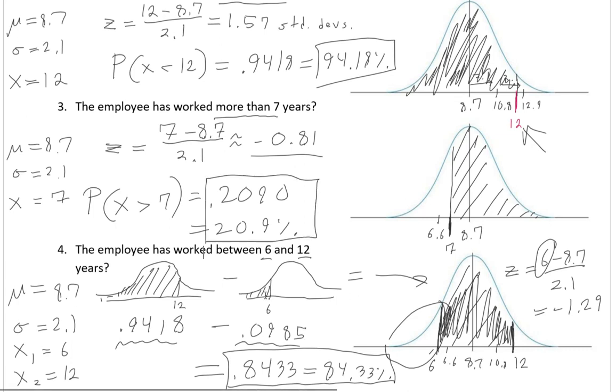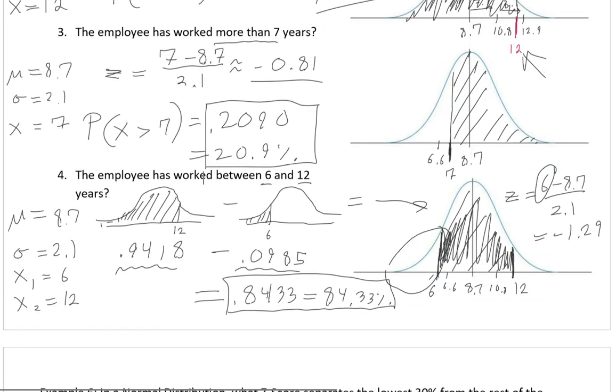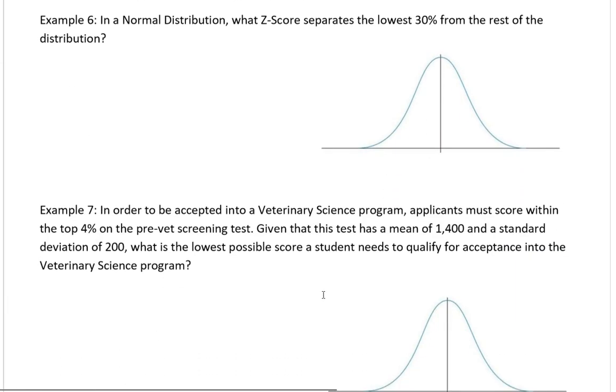Okay, I have a few smaller examples of some more applicable ones and ones that ask other specific kinds of questions. Example 6. In a normal distribution, what z-score separates the lowest 30% from the rest of the distribution? And also keep in mind, if you want to try this and example 7, go ahead and pause the video and see how you do.